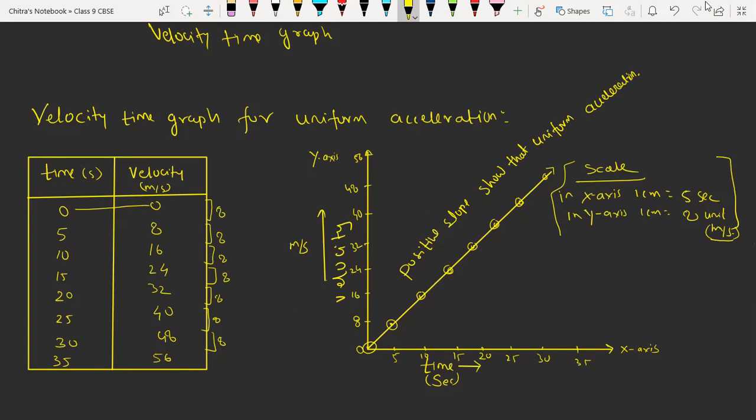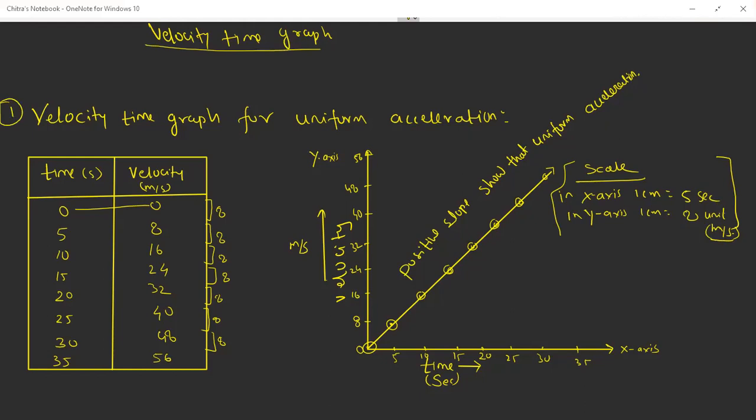Now take a screenshot for that. Sir, taken. Okay. So any doubt, beta, here? No, sir. Sure? Pakka? Yes, sir. Okay.